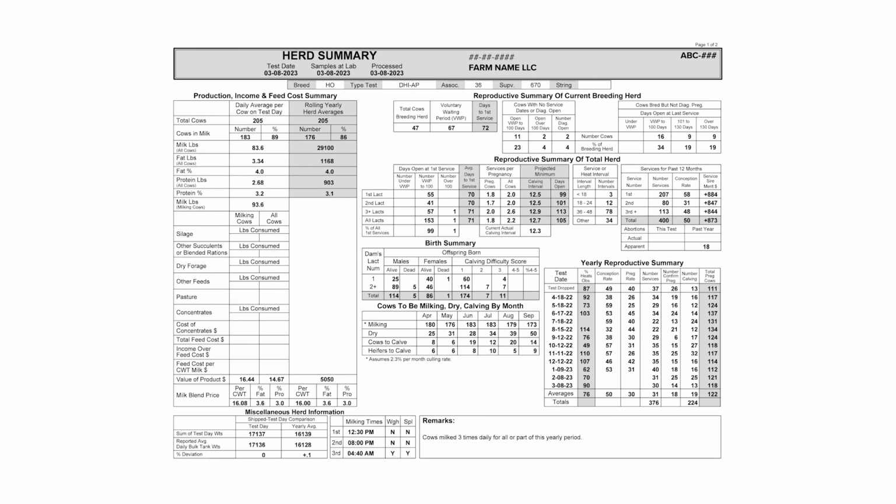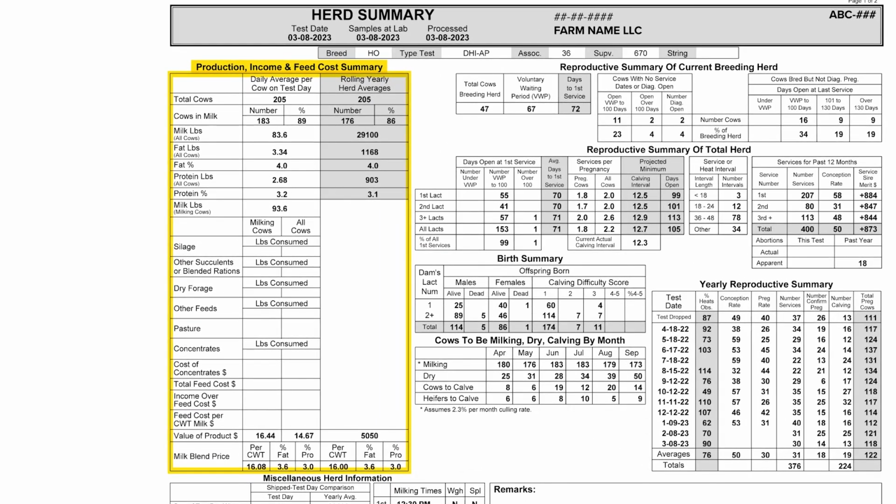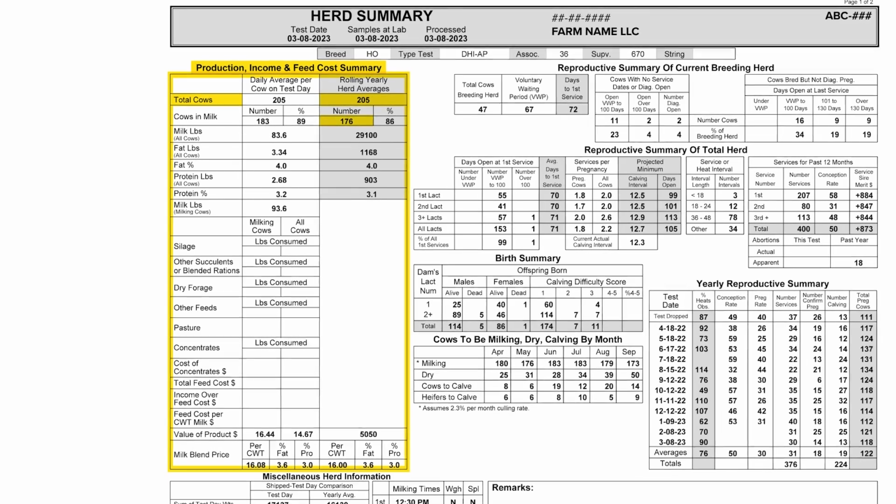To determine the actual milk production on the farm, you must know the average number of milking cows. This information can be found on the 202 report. Look at the production, income, and feed cost summary found on the left side of the report. At the top of the data box, you will see that this example farm has an average of 205 cows in the herd with an average of 176 cows in milk each day.